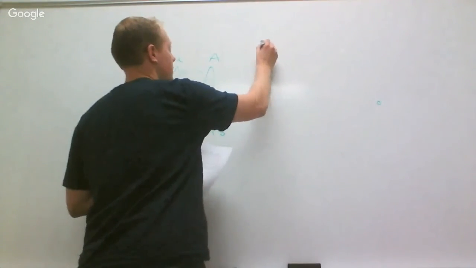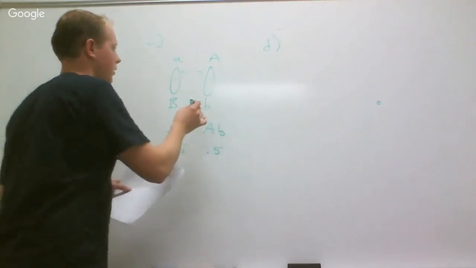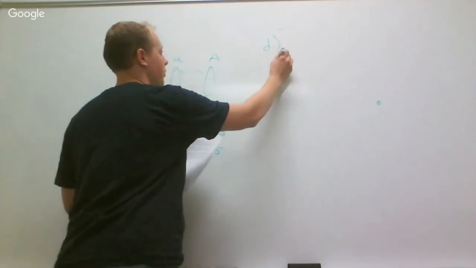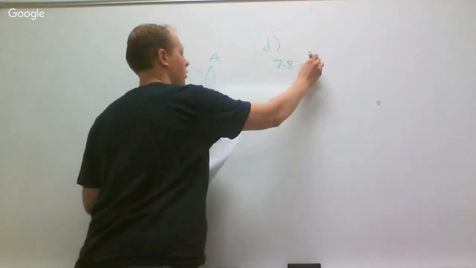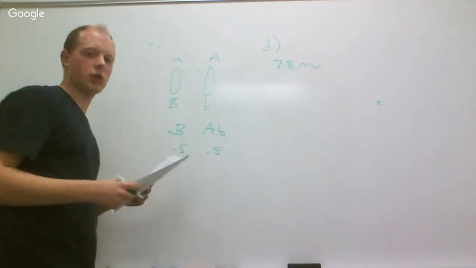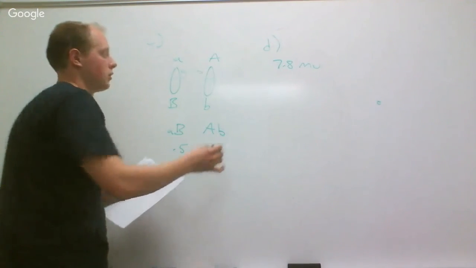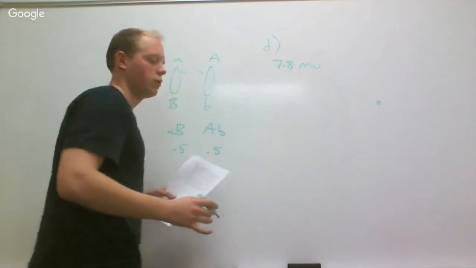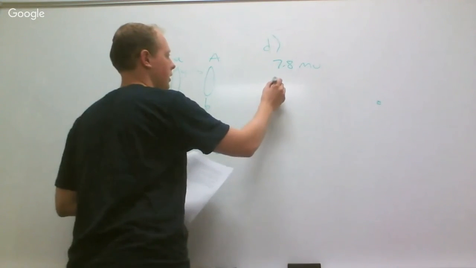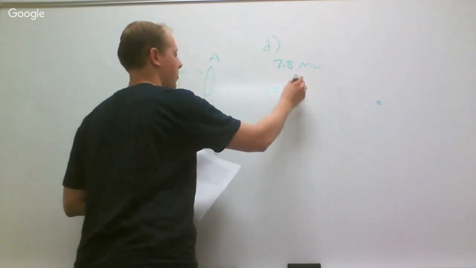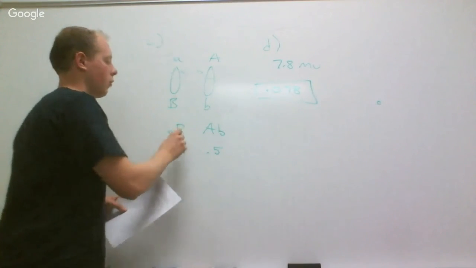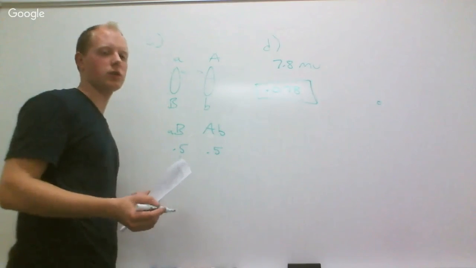For problem D, it says if the distance between these two genes is 7.8 mu, what is the frequency of each gamete produced in part C? So we can just change mu to a recombinant frequency by dividing it by 100 and getting a decimal form. And this will end up being the probability of one of these genes occurring.